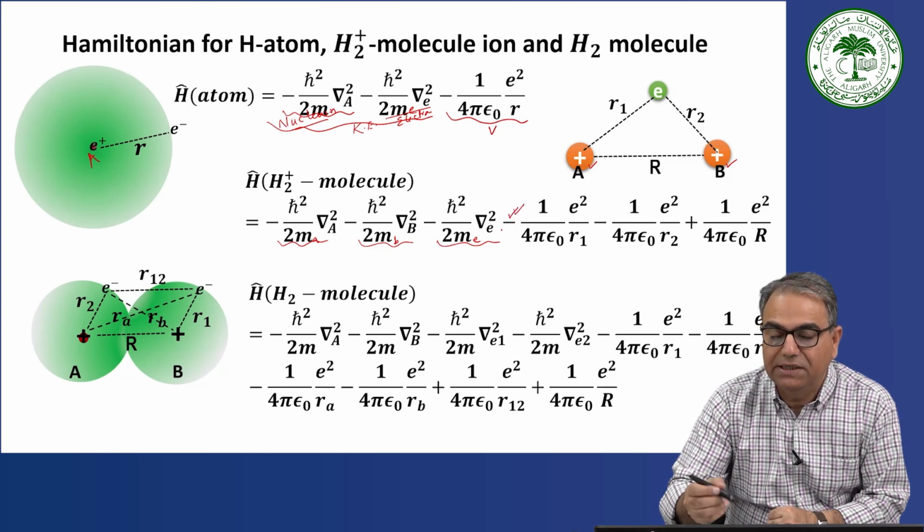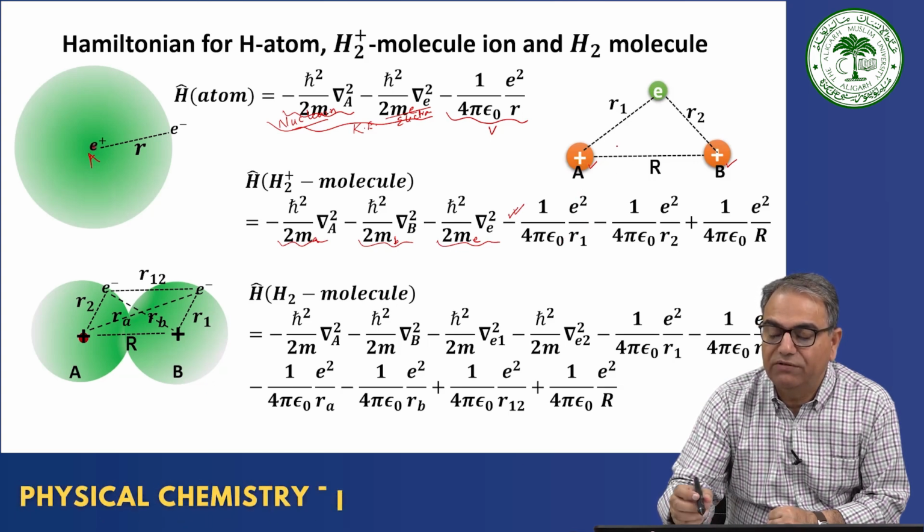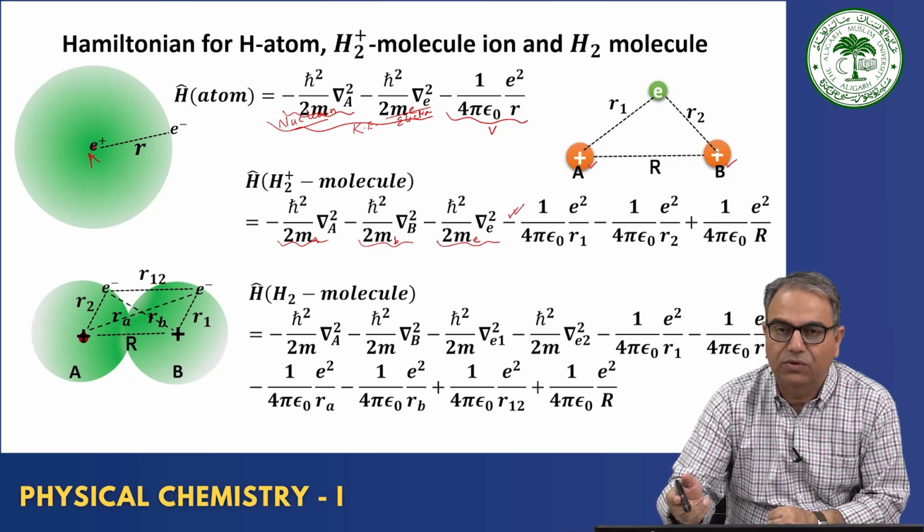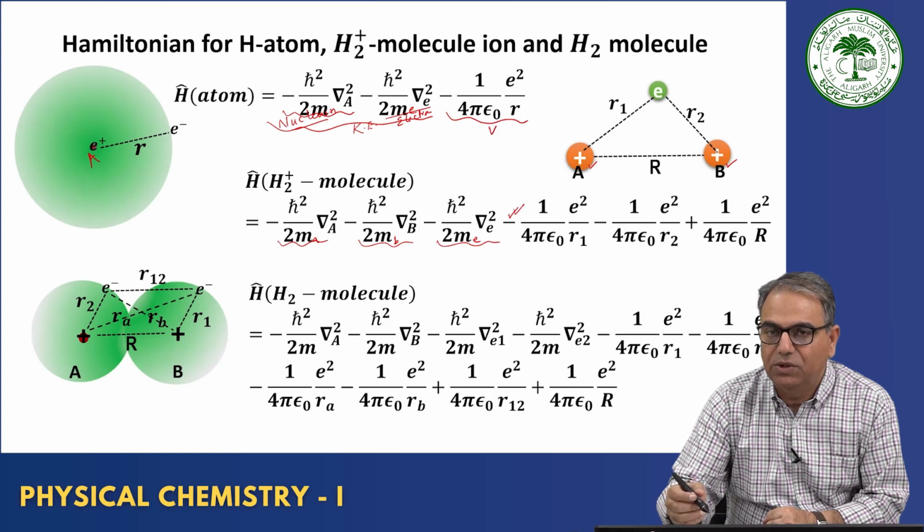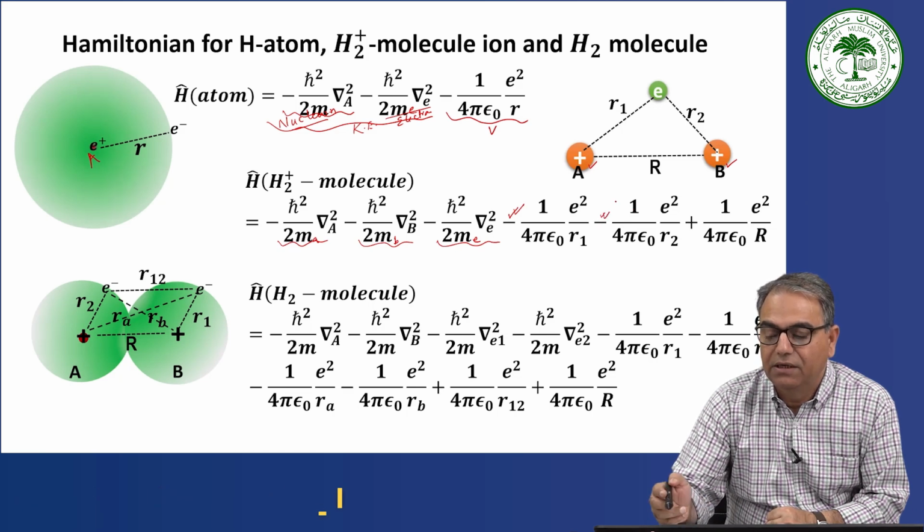Whenever you have a negative sign, it is an attractive term. So 1 by 4 pi epsilon naught e square by r1, supposing that the nucleus also has the same charge e, which obviously will be, because you have one electron and one proton, and the charges are unit charges. In atomic units this charge is 1. Okay, so this is e square by r1, minus sign, so this is also attraction. So attraction between this electron and B nucleus.